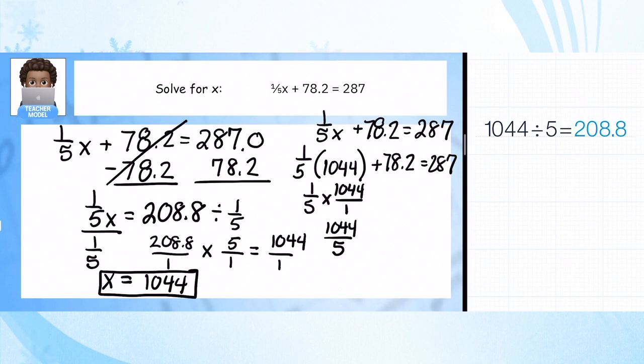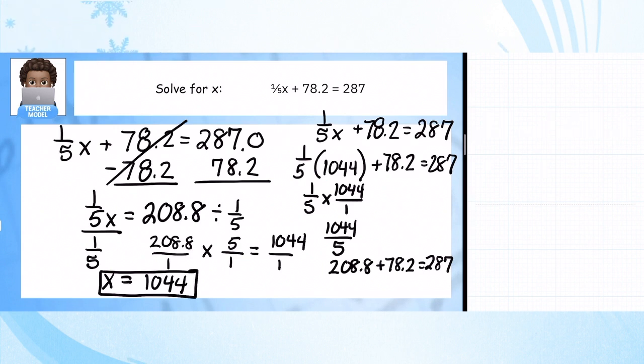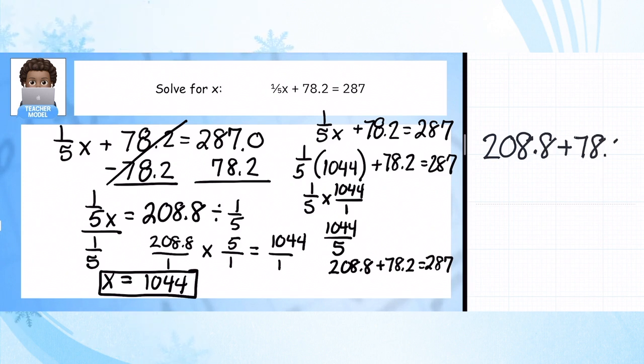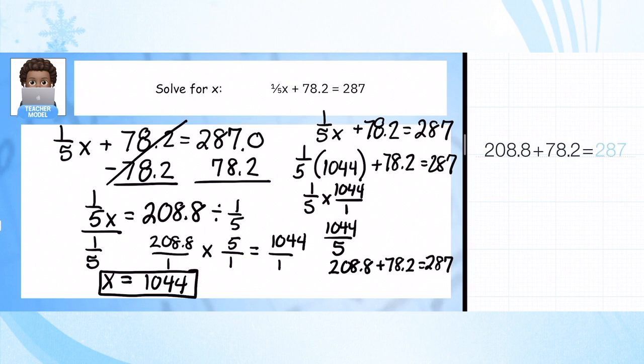208. Look at that. 208 and 8/10 plus 78 and 2/10 is equal to 287. Just take your time and do it piece by piece. All right, 208 and 8/10 plus 78 and 2/10 is 287. 287 is equal to 287. We are done. We are correct.